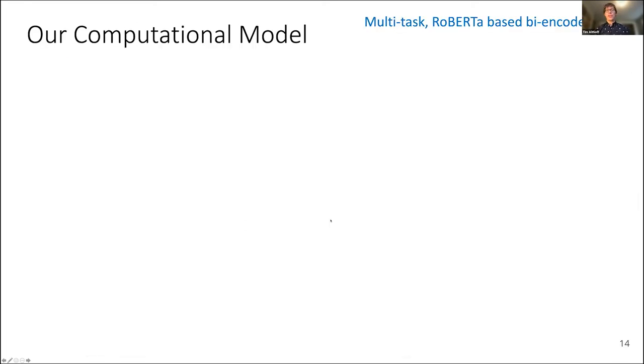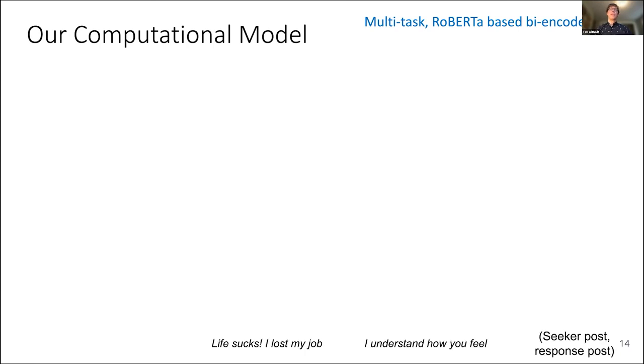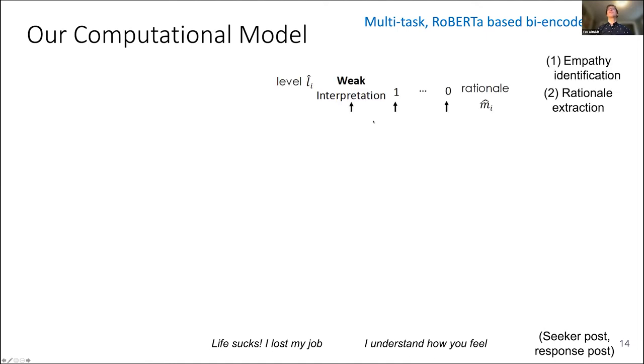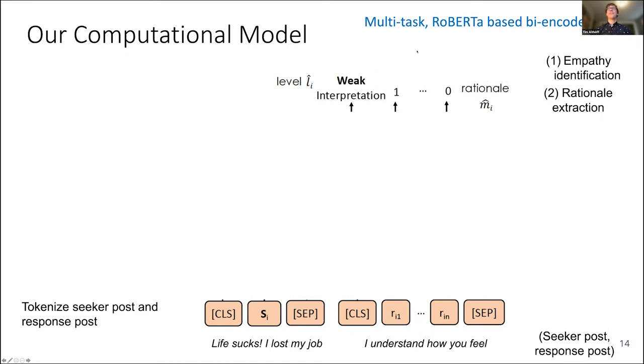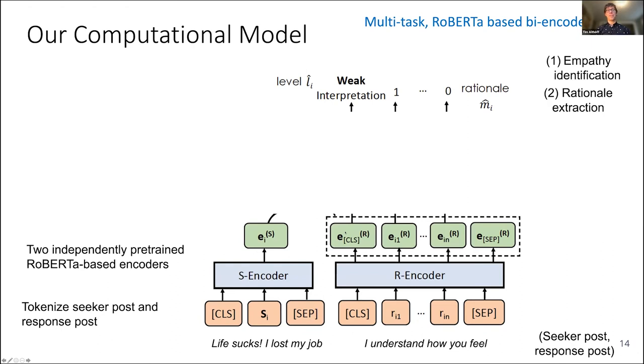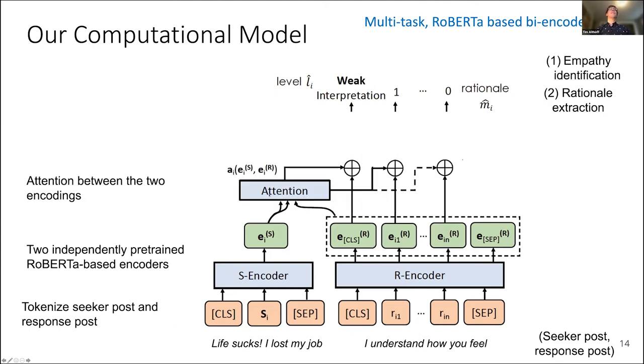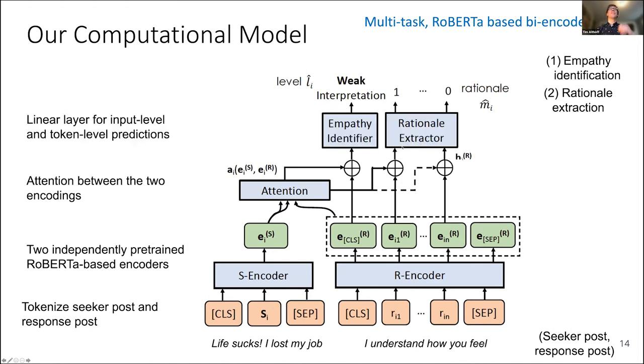Now, how do we model this? In the end, we have this seeker post and we have a response that we start with. And we want to predict both the label of the weak interpretation as well as a binary mask that does this rationale extraction. What I'm going to show you is a multitask Roberta-based bi-encoder model, where we first tokenize the seeker post and response post. We put them into two separately pre-trained Roberta-based encoders, and we then fuse the two through an attention mechanism and then predict both this empathy classification label as well as the rationale.